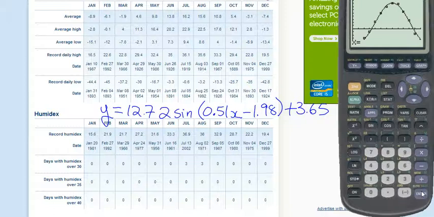So, when is July 15th? Let's go 7.5. It's about halfway through July, right? July is month 7, and the 15th is about halfway through July, so we'll say 7.5. Remember, X is in months, right? So about 16 degrees, right? We expect it to be about 16 degrees.